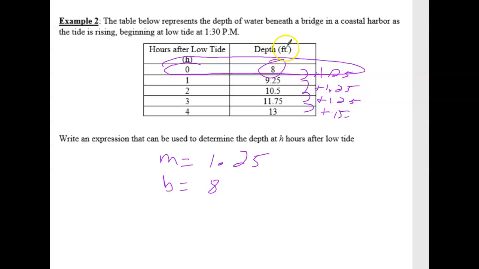So now what we're going to say is the depth, and I'll put d here for depth, is going to be our slope, which is 1.25h plus 8. So at this point, go ahead and you can stop this video and move on to the next one, and then we're going to finish up our notes in the next video.